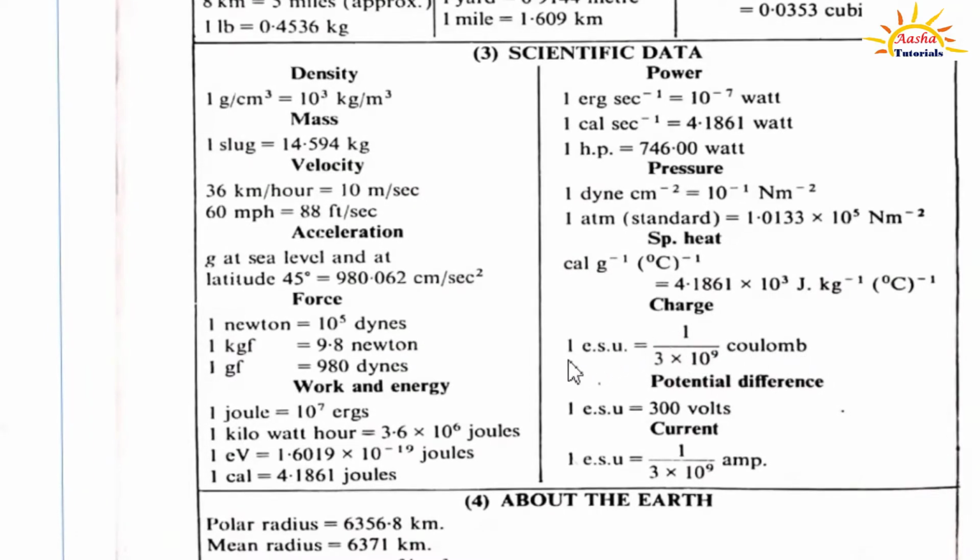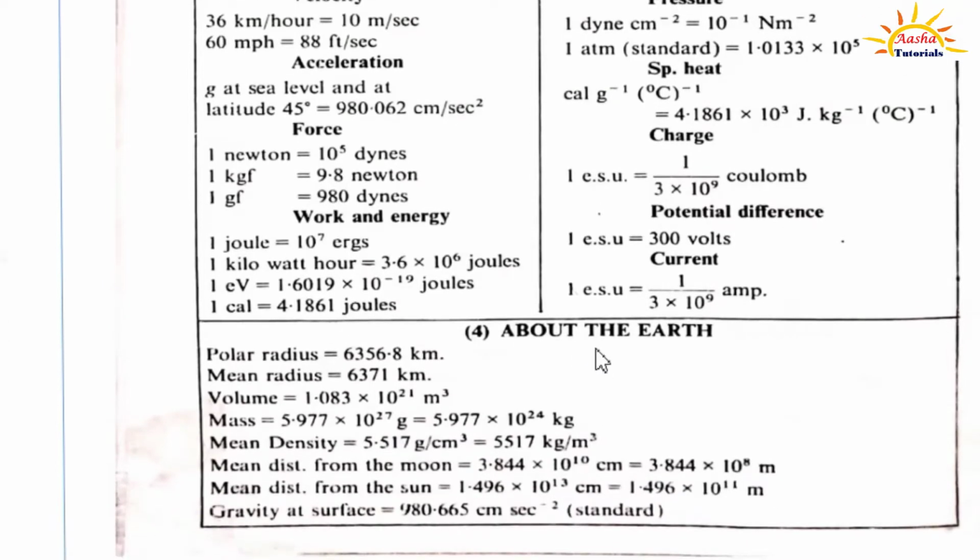Like for charge, you may see one electrostatic unit is 1 upon 3 into 10 raised to 9 coulomb, or similarly for work and energy, 1 joule is how many erg. Joule is the SI unit of work or energy, and erg is the CGS unit. So there are a number of things you may find in these initial pages of the log table, which is very helpful. Below that, you find important quantities related to the earth, like polar radius of earth, mean radius, volume, density, etc.